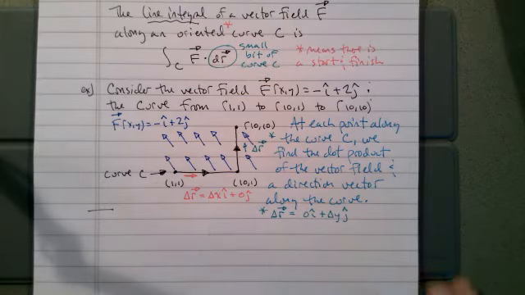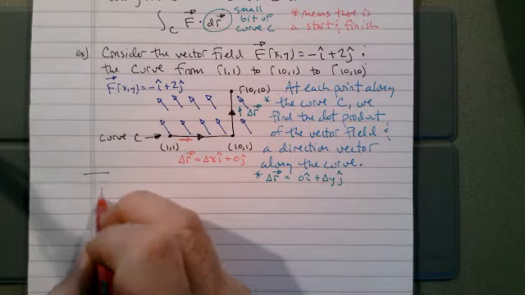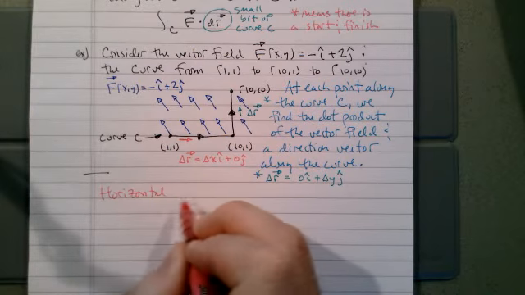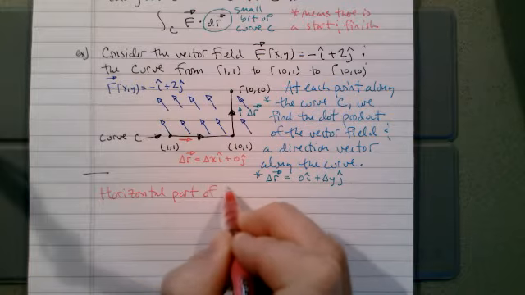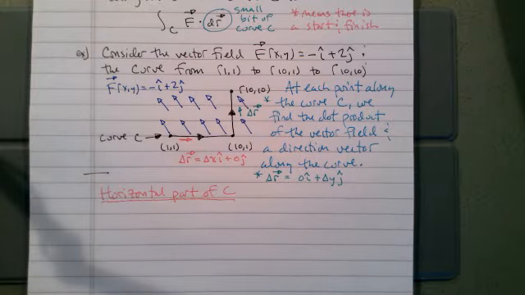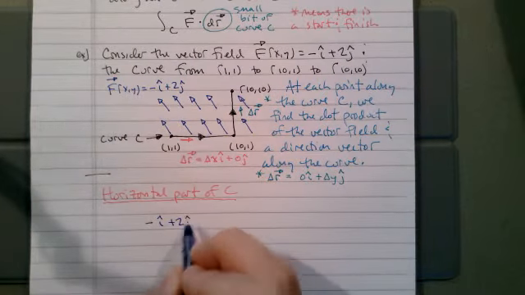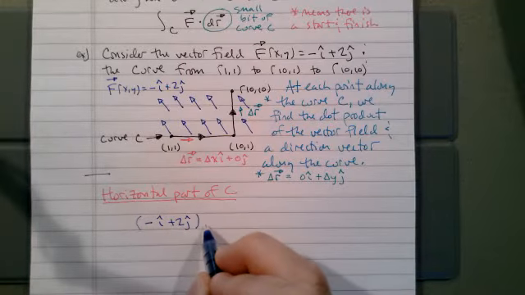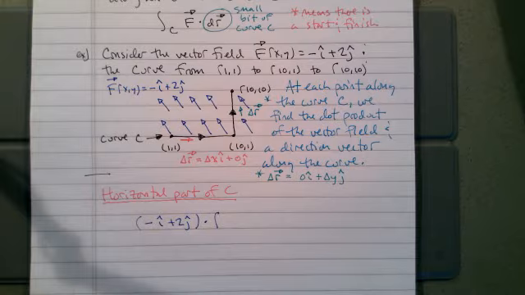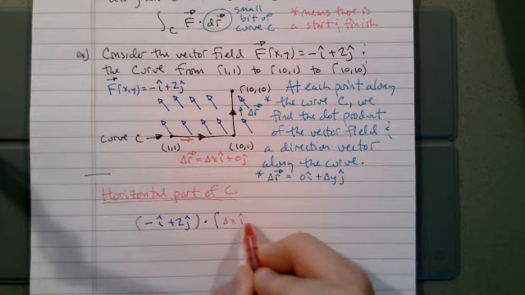So let's call this the horizontal path. Let's go along the horizontal path and calculate the line integral. So let's first look at the horizontal part of C. We're going to calculate the dot product of the vector field F, and the vector field F is negative i plus 2j, dot the delta R, or dr, which is delta x i plus 0j.